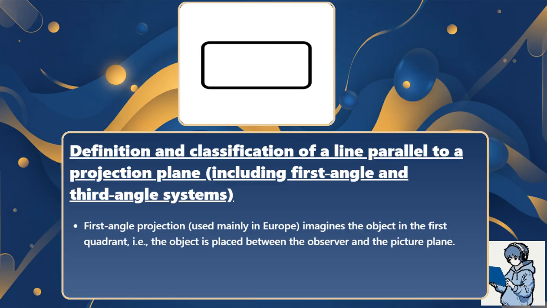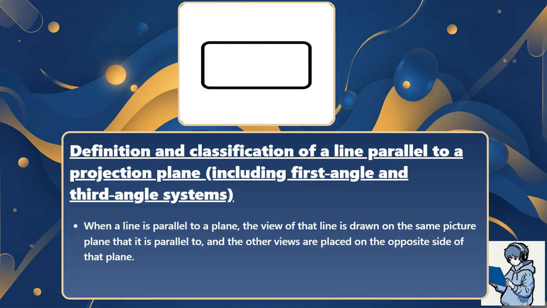First angle projection, used mainly in Europe, imagines the object in the first quadrant, that is, the object is placed between the observer and the picture plane. When a line is parallel to a plane, the view of that line is drawn on the same picture plane that it is parallel to, and the other views are placed on the opposite side of that plane.